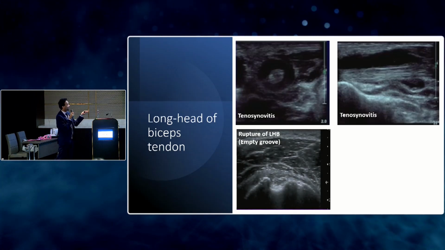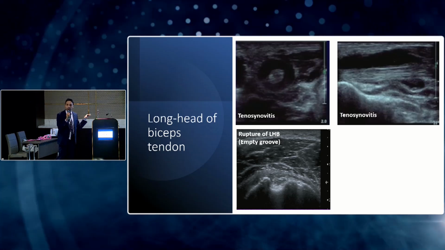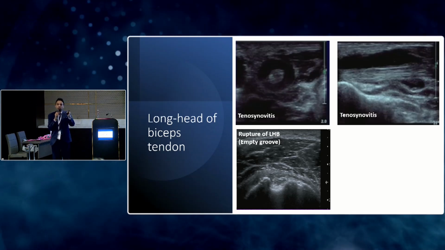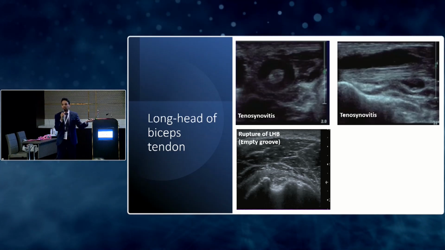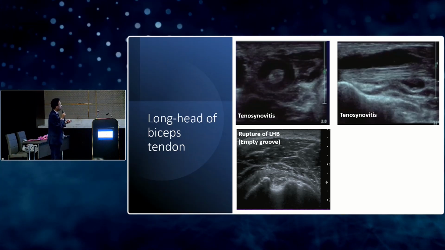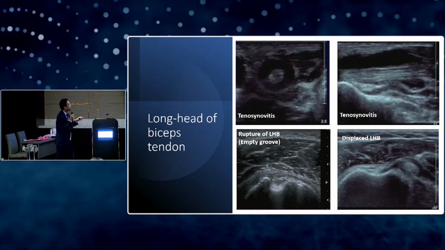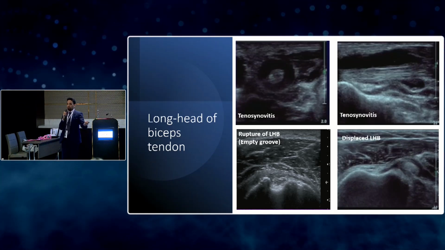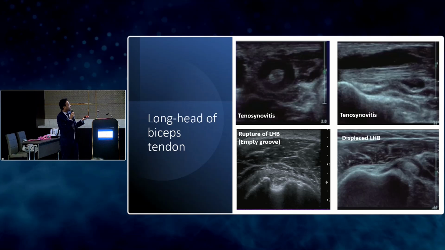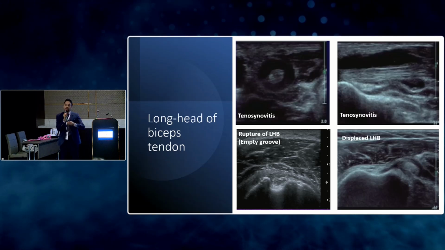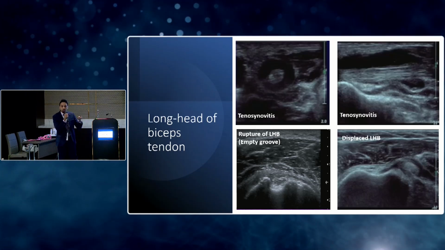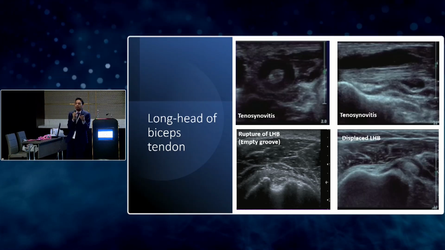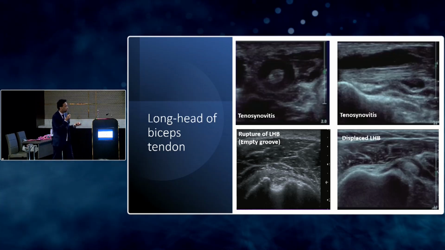Or you might not see any tendon. When you do the tilting, you're trying to find if there is anything, and you will find nothing of the tendon. This is a rupture of the long head of the biceps. Or when the patient moves their hand, the biceps might displace. You can see this is the biceps groove. The tendon goes out, so you know that the pain is because of the displacement of the biceps tendon.